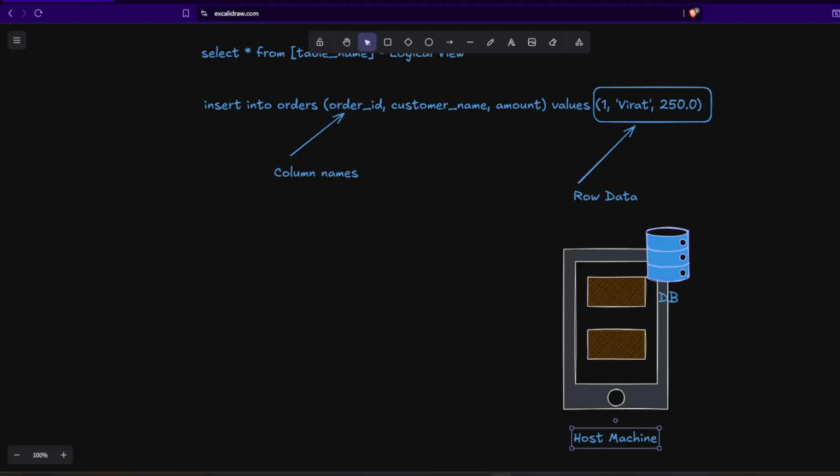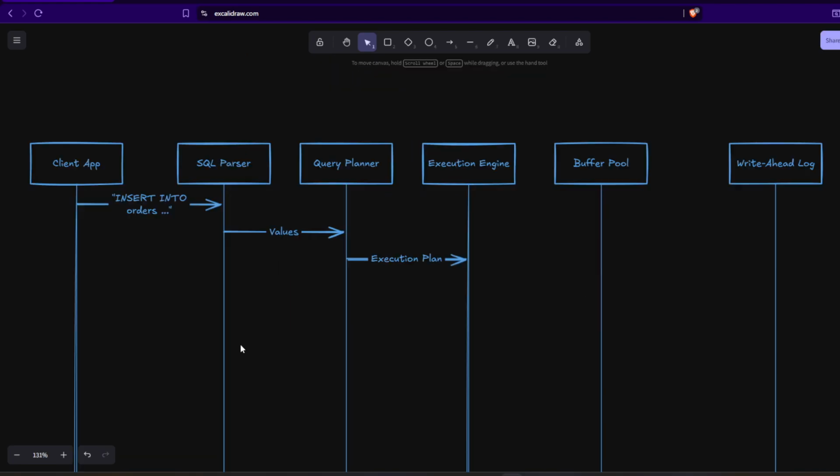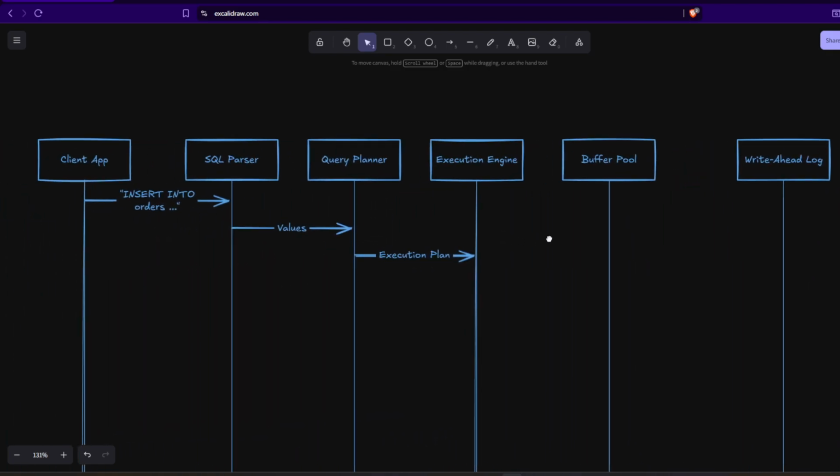Okay, so let's try to understand what exactly happens internally when we run this select star from or this insert into. Here we are going to explore the anatomy of the insert into statement, right? There are so many components involved, which we will go through one by one. So do not get overwhelmed by the whole list.